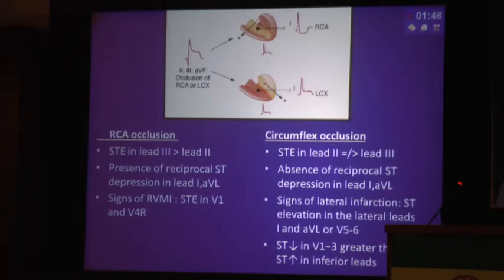Now, it's very important for us to diagnose right ventricular myocardial infarction. And ST elevation in V1 and V4, if they are there, then you are dealing with a right ventricular infarction. On this side, for the circumflex area, I'll just summarize by saying you'll have signs of lateral infarct: ST elevation in lead 1 and AVL. With lead 3 more than 2 and ST depression in lateral leads, it is a right coronary block. With lead 2 more than 3 and ST elevation in lateral leads, you have a circumflex block.